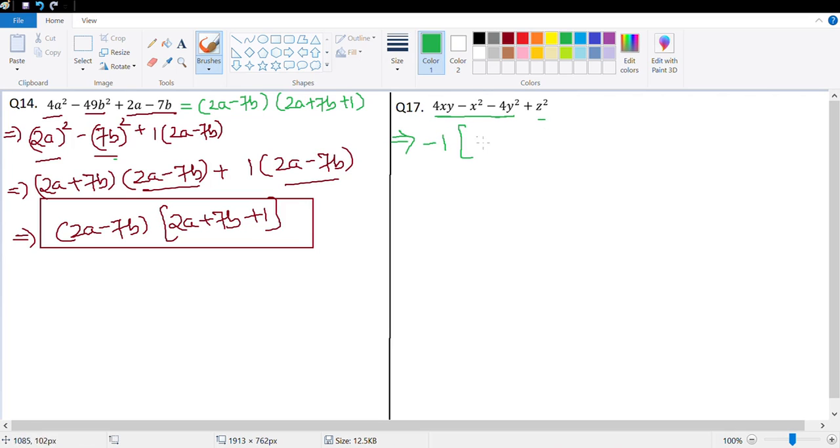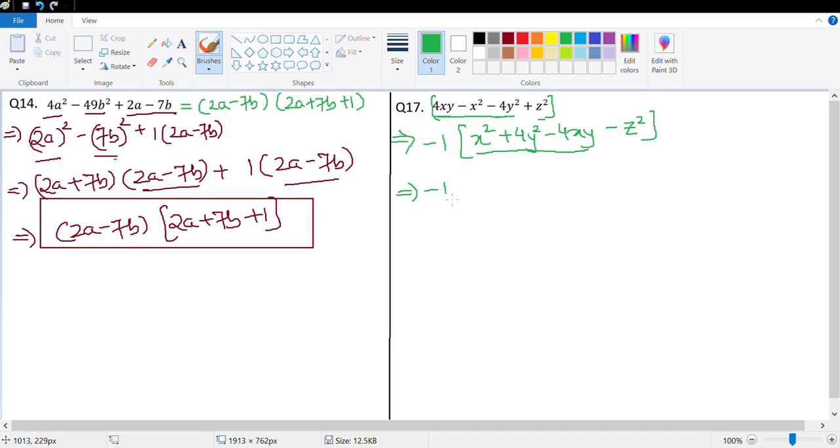What we'll get will be x square plus 4y square minus 4xy minus z square. What I've done is I've taken negative 1 common for all these four things. So all the signs change. Negative x square becomes plus x square, negative 4y square becomes plus 4y square, plus 4xy becomes negative 4xy, and plus z square becomes negative z square. The first three terms inside the bracket is nothing but (x plus 2y) the whole square. No, not x plus 2y, (x minus 2y) the whole square. So let's just write this down.